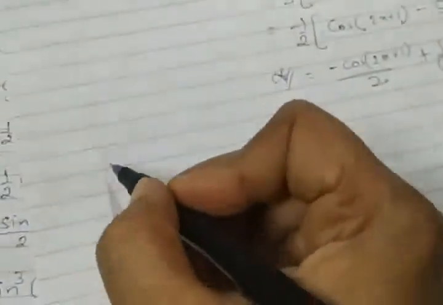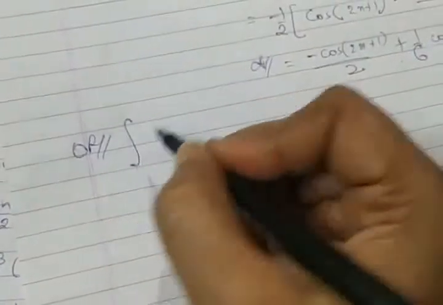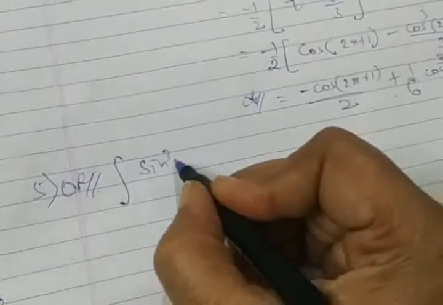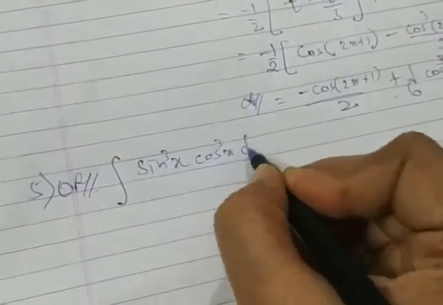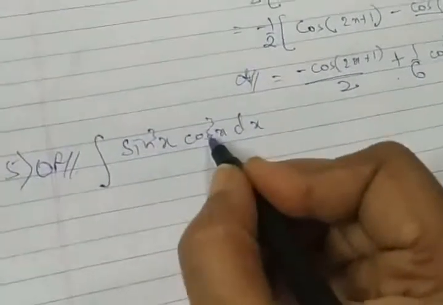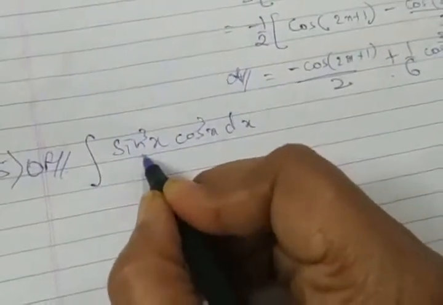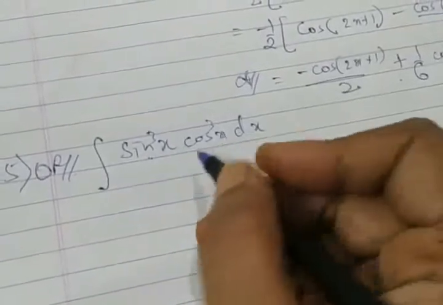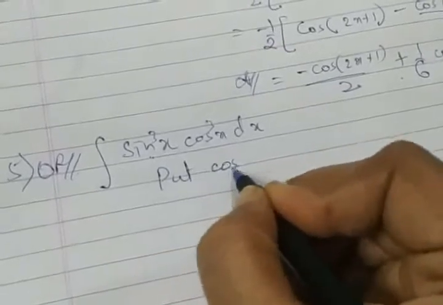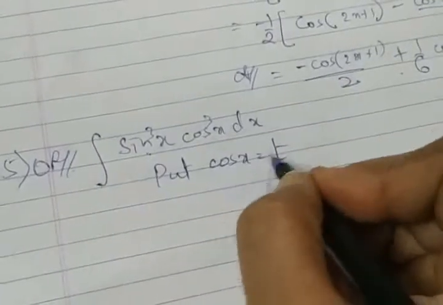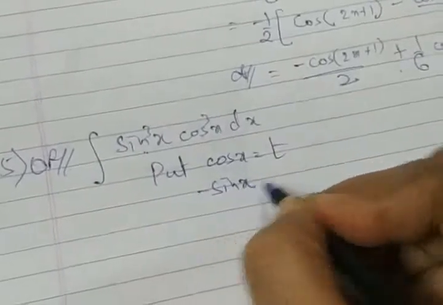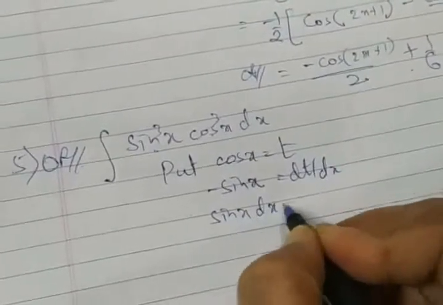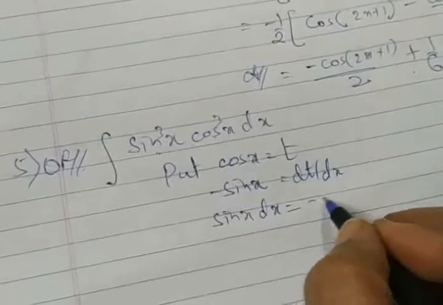Or the option I am giving, not compulsory: we have integration of sine cube x into cos cube x. Okay, this is the fifth question. Here we can think about the differentiation of cos being minus sine, and the differentiation of sine being cos. Either way you can claim it here. So let me put cos x equal to t. If I do this modification, we have minus sine x equal to dt by dx, and I would like to replace sine x with respect to x by minus dt.